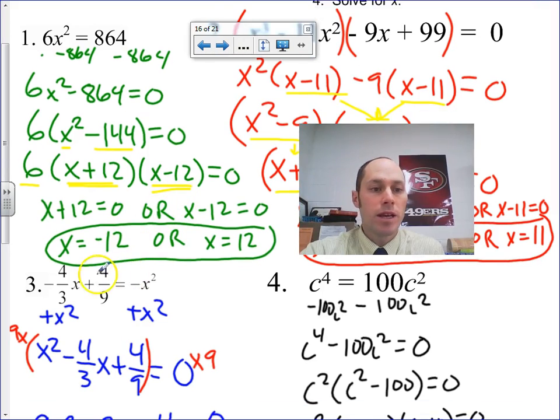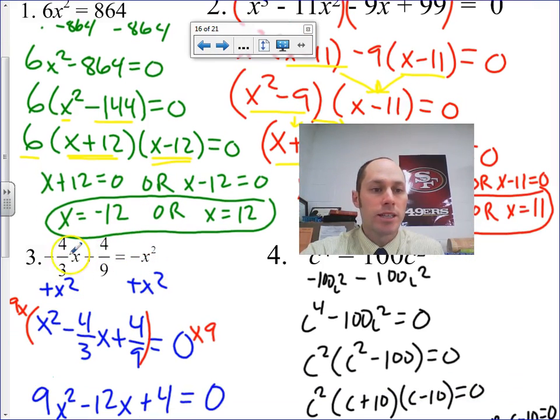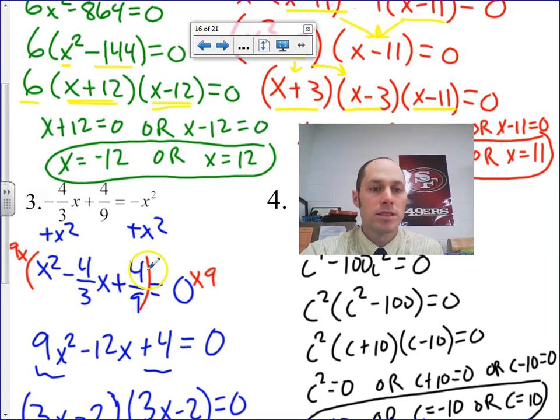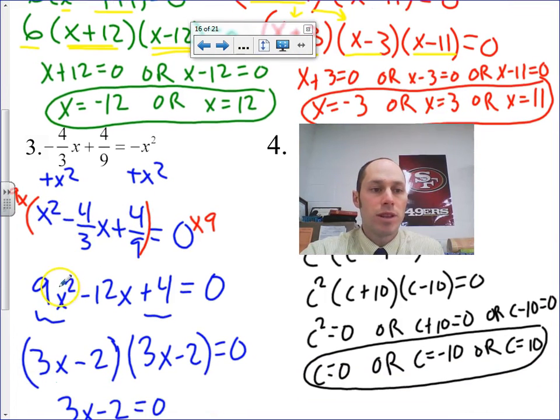Okay. Another one you might come across is with some fractions. So I added x squared to both sides. I had x squared minus 4/3 x plus 4/9. If you like working with fractions, that's fine, but I decided to eliminate the fractions by multiplying by the lowest common denominator, 9, on both sides of the equation. Left me with 9x squared minus 12x plus 4.